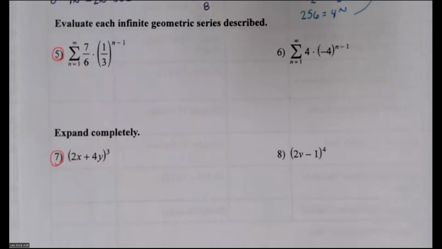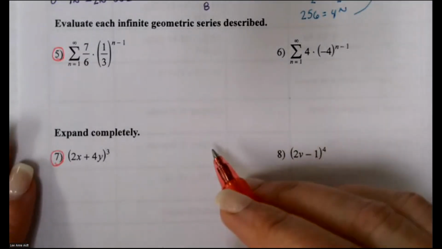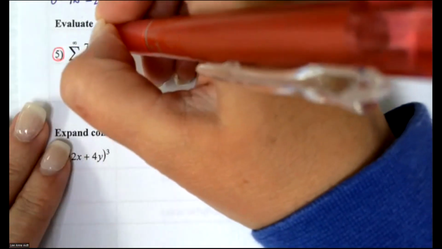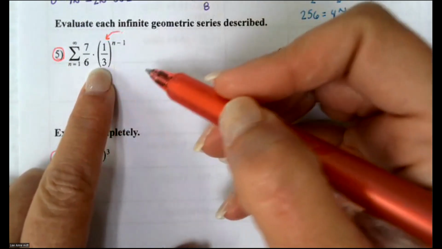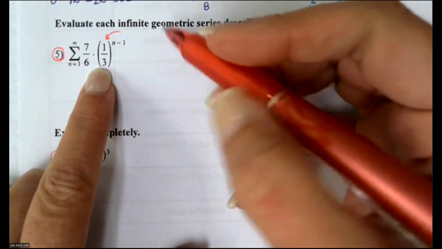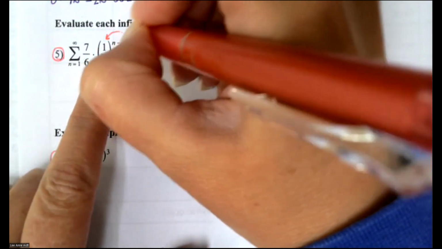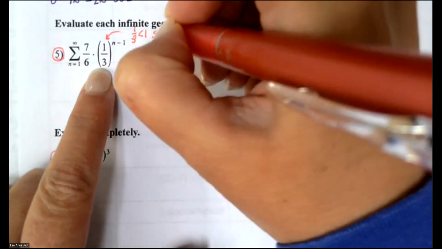Not right this minute though. So evaluate each infinite geometric series described. Okay, so first thing I do is I look here. The multiplier is 1/3. So will a sum exist? Yes, 1/3 is less than 1.